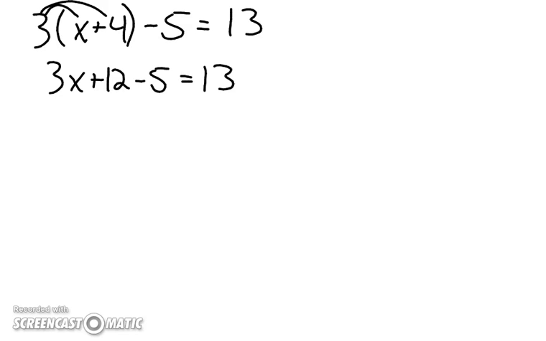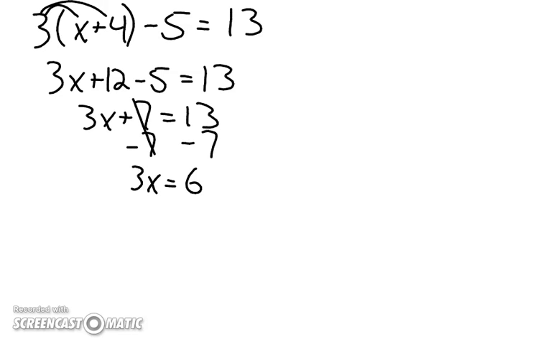From there, we're going to look at the 12 minus 5, and we're going to combine those. So we've got 3x plus 7 equals 13. And now we're just back to that 2-step equation that we just talked about. We're going to subtract the 7 from both sides. 3x equals 6. And now we're going to divide by 3 and get that x equals 2.